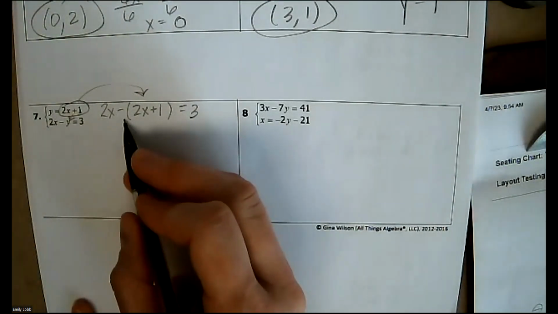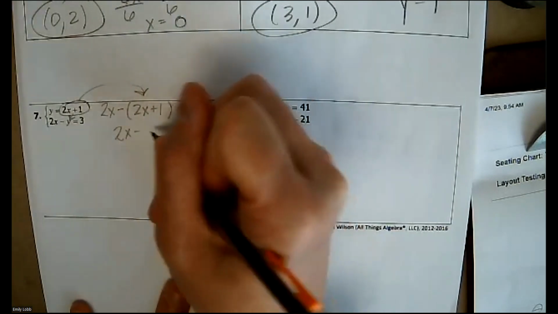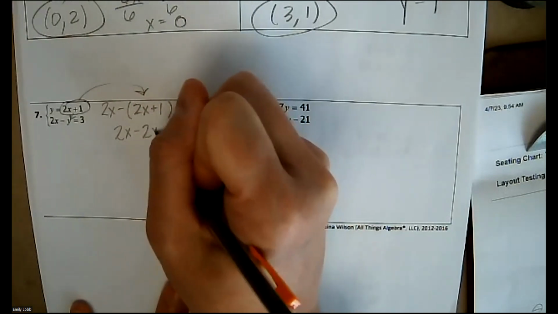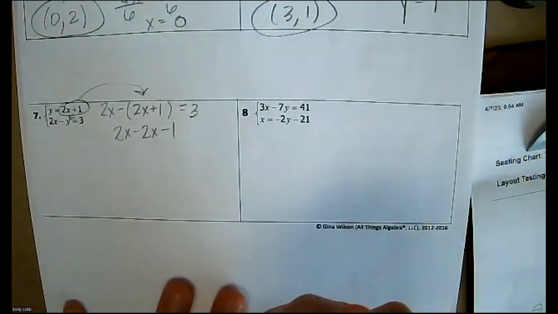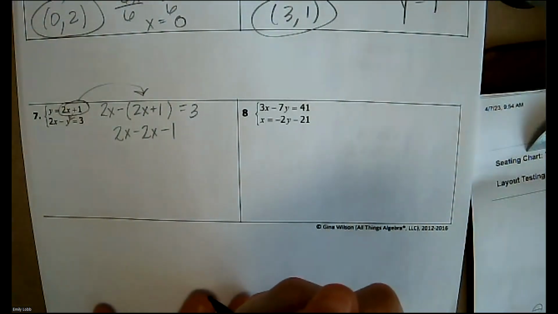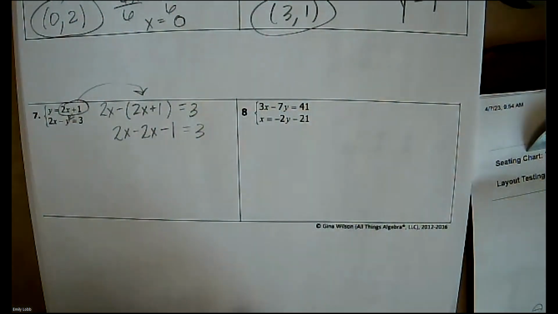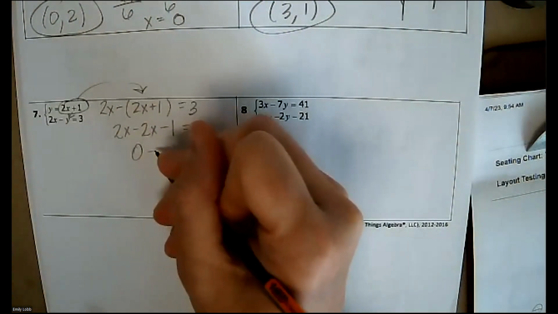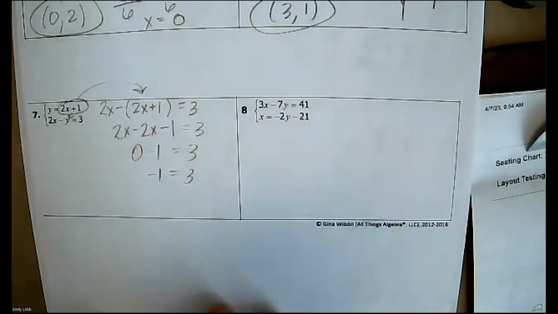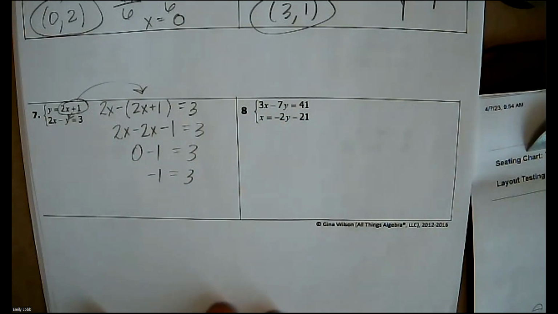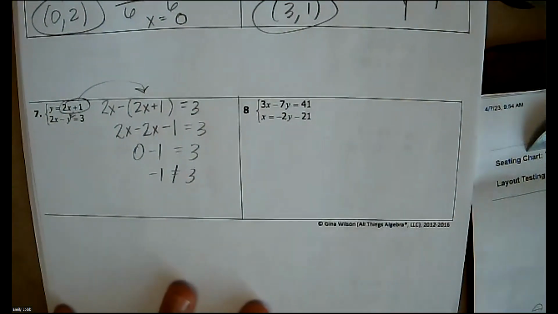Be careful here. We have to distribute this negative through here. 2x, minus 2x, minus 1 is equal to 3. Well, this is ugly. 0 minus 1 is equal to 3. Does negative 1 equal 3? No, there is no solution. And let me tell you why.